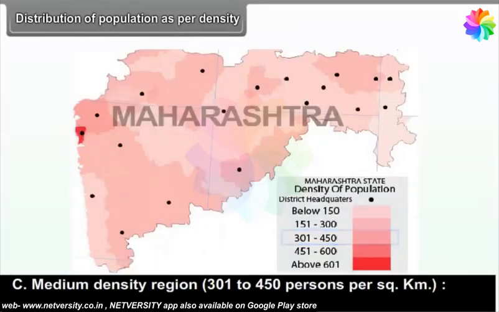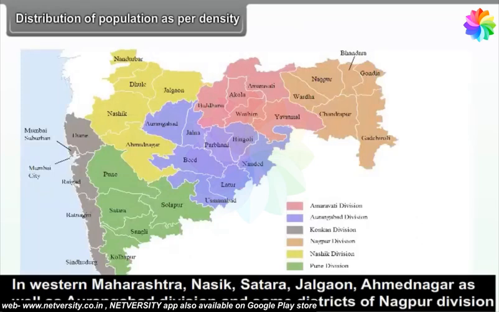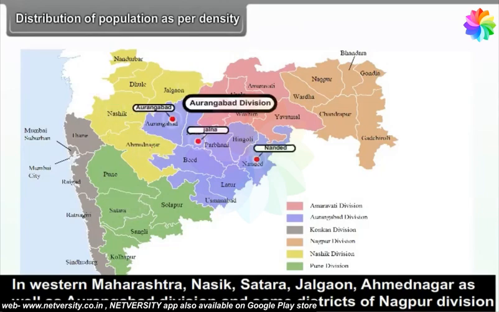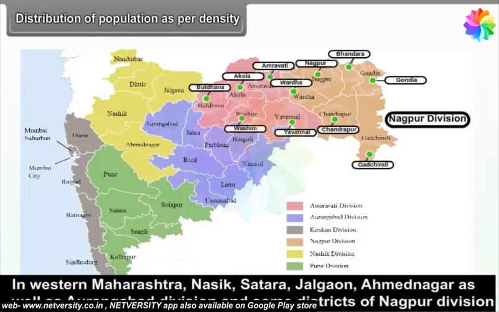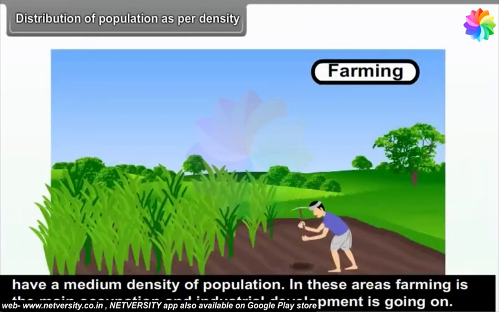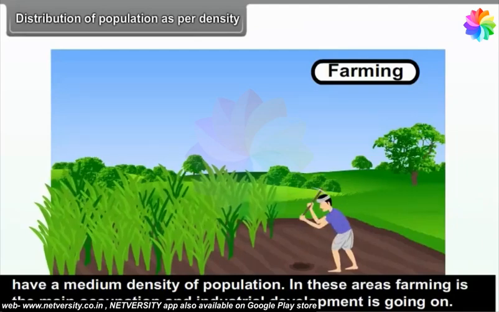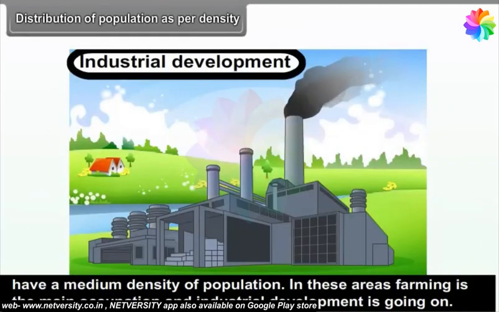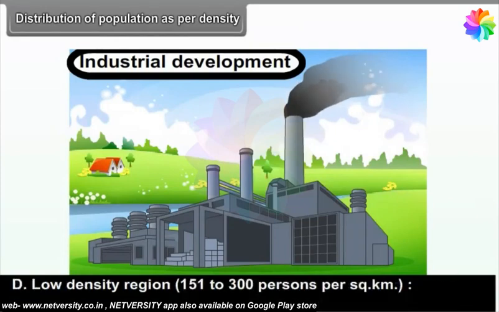C. Medium density region, 301 to 450 persons per square kilometer. In western Maharashtra, Nasik, Satara, Jalgaon, Ahmednagar as well as Aurangabad division and some districts of Nagpur division have a medium density of population. In these areas, farming is the main occupation and industrial development is going on.